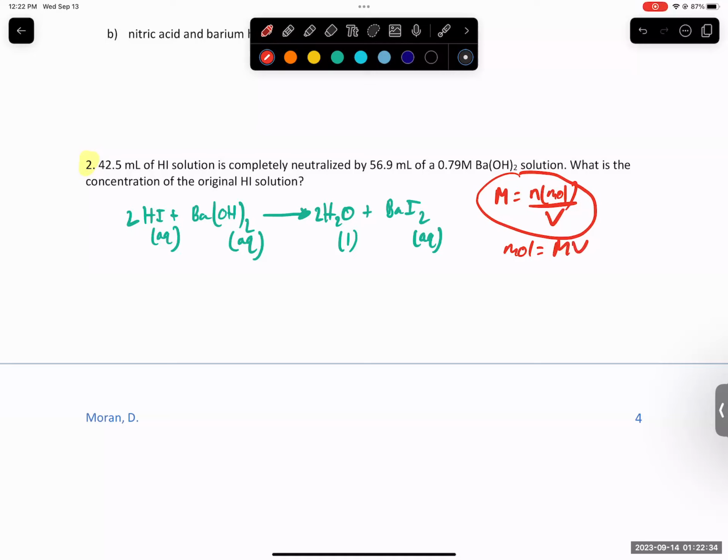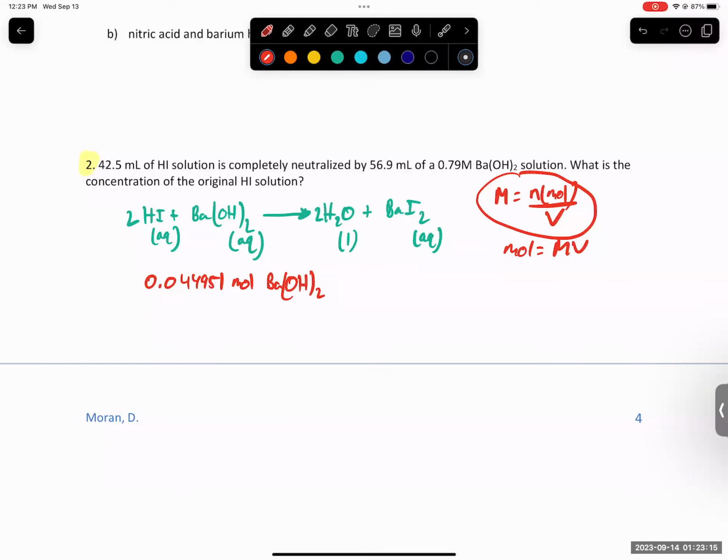All right, so as David said, we can convert the milliliters to liters. So 56.9 divided by 1,000, that's 0.0569. Then I multiply that by 0.79. And if I do that, you as well should get a mole amount of 0.044951 moles. And what compound is this mole number corresponding to? Barium hydroxide. Yeah, this is the moles of barium hydroxide.